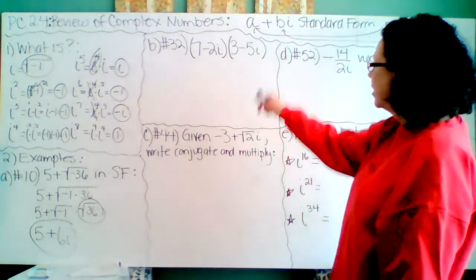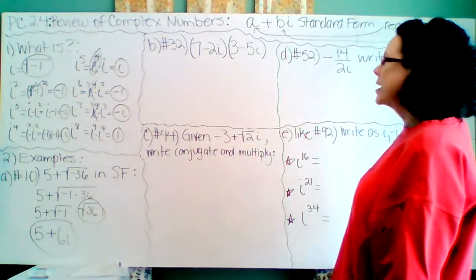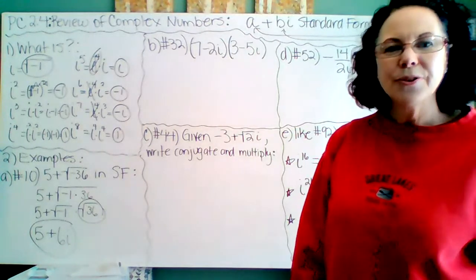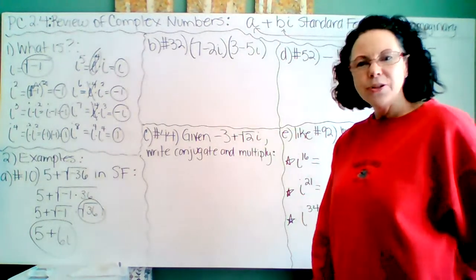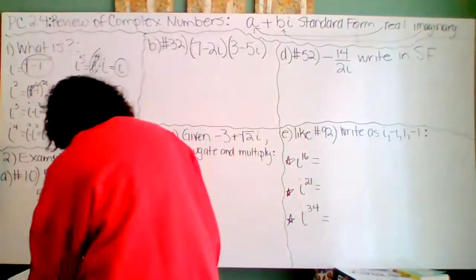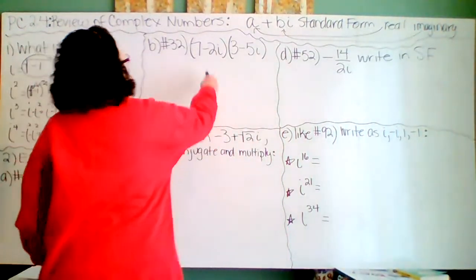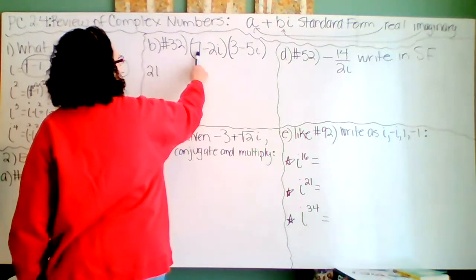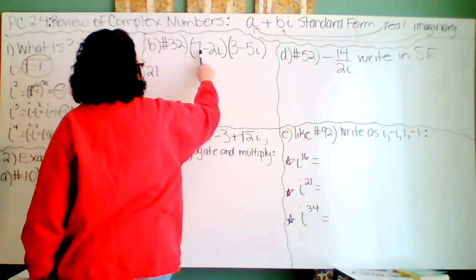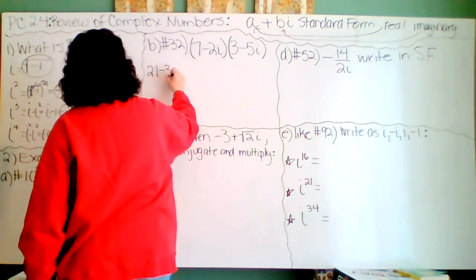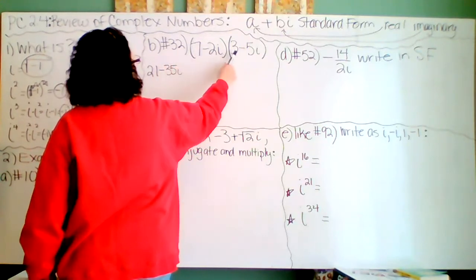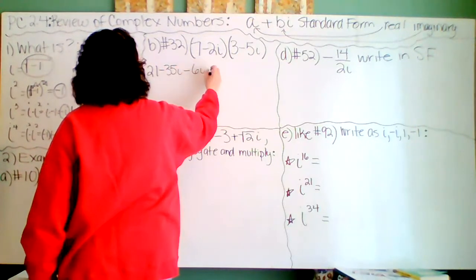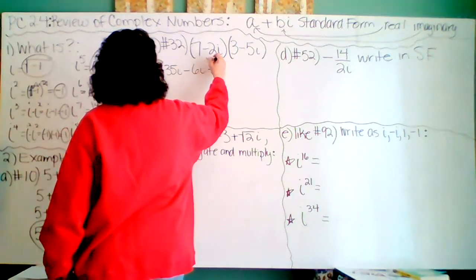Number 32, they are asking us to multiply these complex numbers. We can do right to left, or we can do first, outer, inner, last. Let's do first, outer, inner, last. Let's show all 4 pieces. 7 times 3 is 21. 7 times a negative 5i is a negative 35i. Inside, 3 times a negative 2i is a negative 6i, plus, now last.